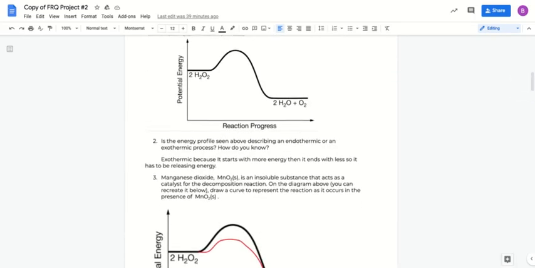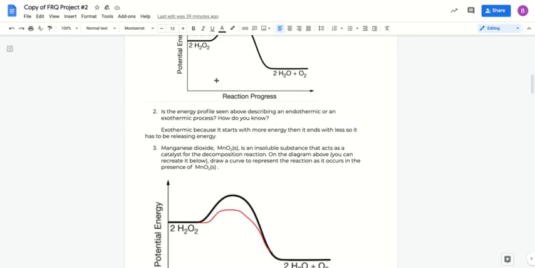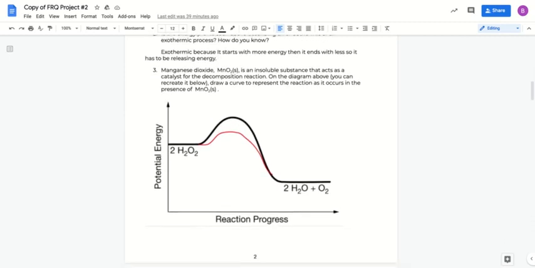The second question gives us a reaction graph, and we have to determine whether it's exothermic or endothermic. We said it's exothermic because it starts with more energy and ends with less, so it has to be releasing the difference between these two into the surrounding system.